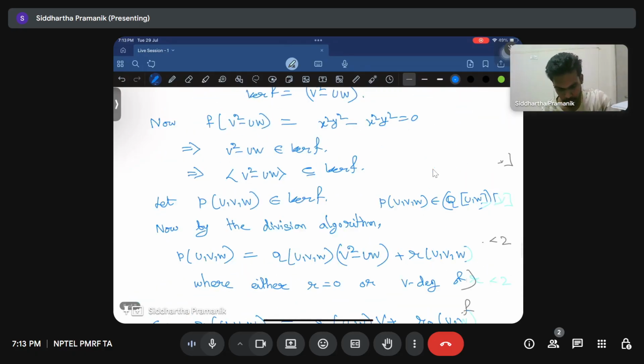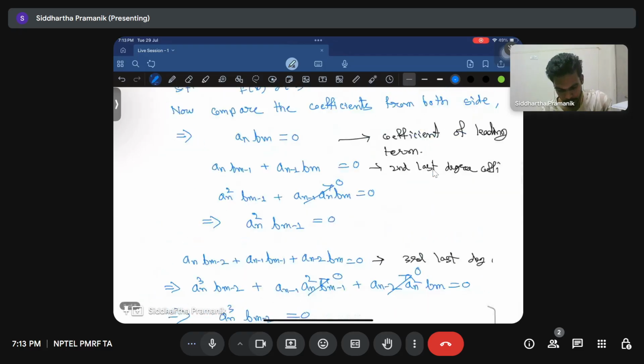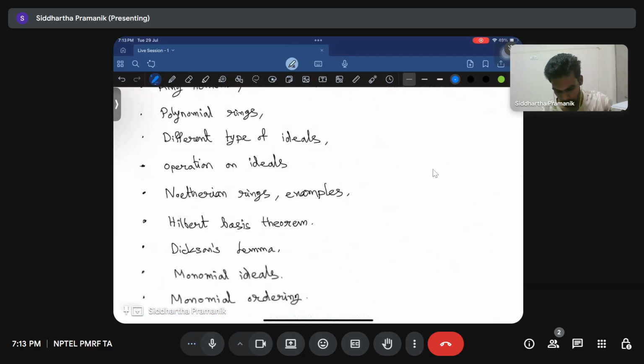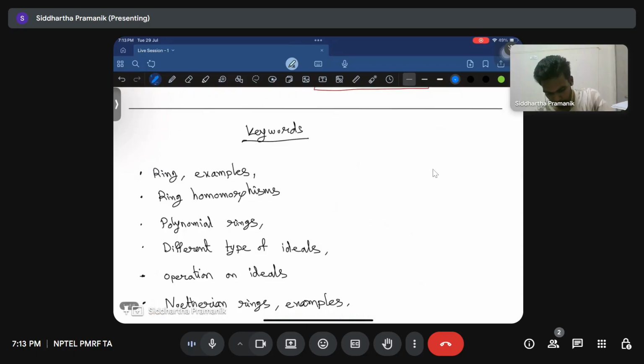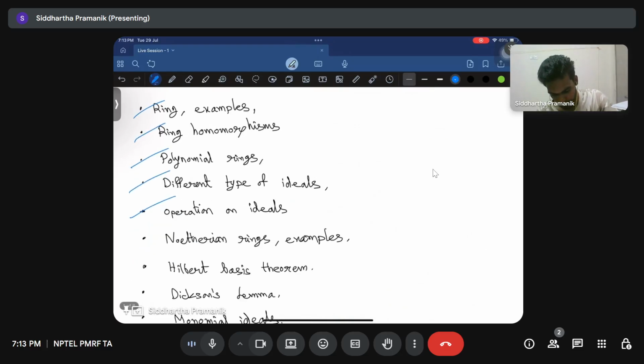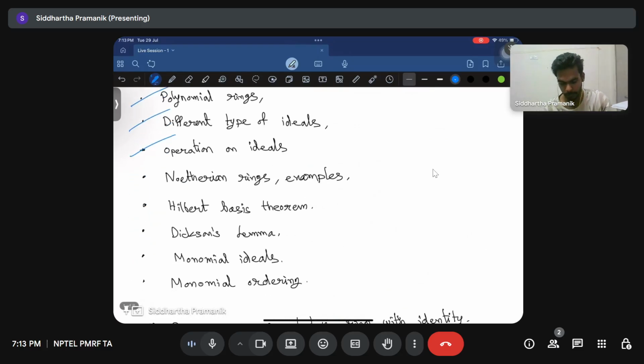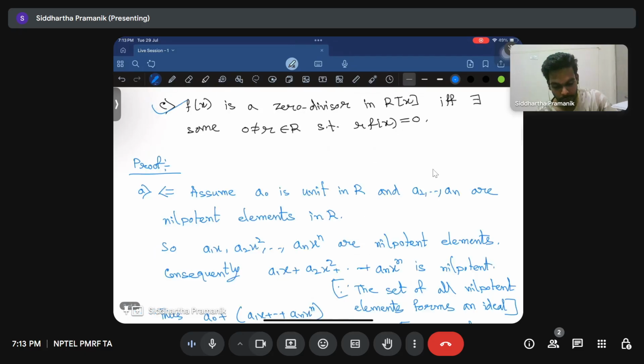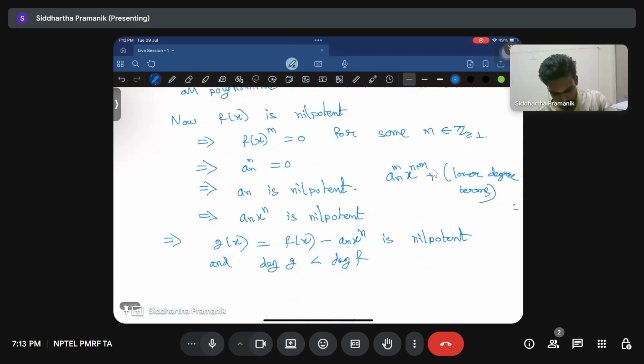So let's see what we have done so far. Rings and examples we have seen. From homomorphism we have done the kernel problem. For polynomial rings we have seen some properties, and for ideals we have seen operations of ideals. Okay, now Noetherian rings and examples. Let's see some non-examples of Noetherian rings.